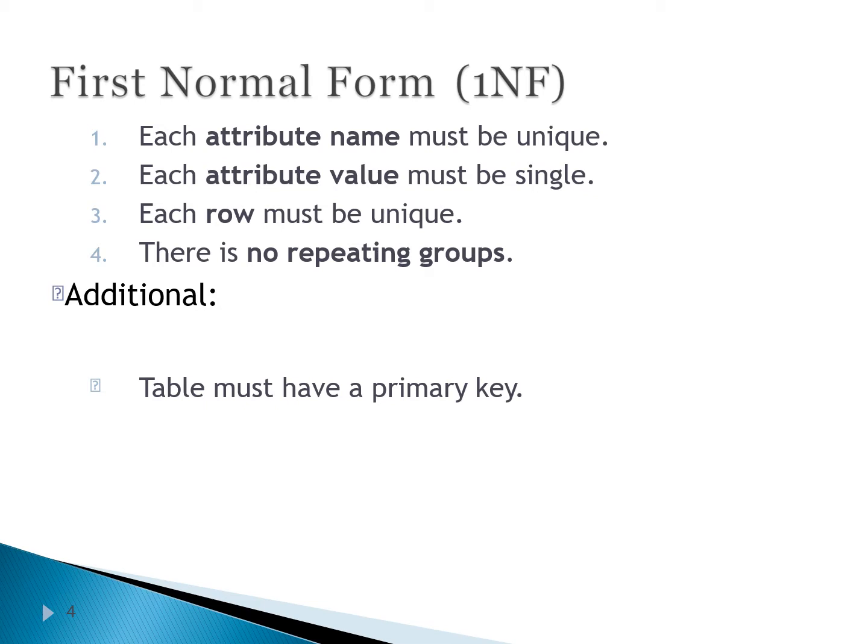First, each attribute name must be unique. Second, each attribute value must be single. Each row must be unique and there should not be any repeating groups. And there is one more additional requirement. For a table to be in 1NF, every table must have a primary key.